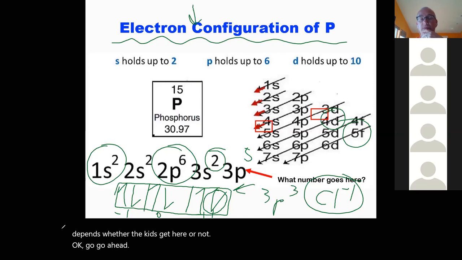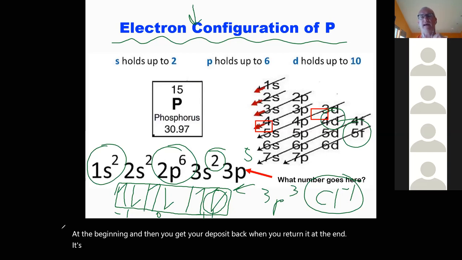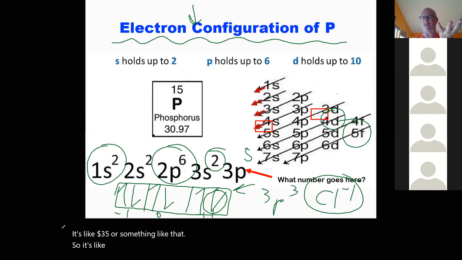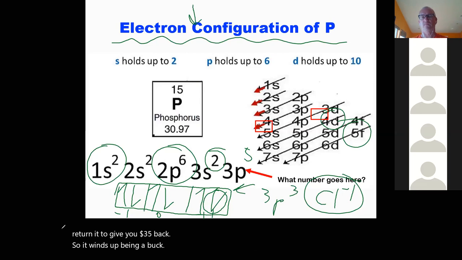Should we start ordering the lab kits? They've been ordered for you. Wait, so we don't have to pay for it through the bookstore? It's a buck, I think. You put in a certain deposit at the beginning, like $35 or $36, and at the end of the term when you return it, they give you $35 back. So it winds up being like a buck. It's just so you'll bring it back, basically, so we don't have to order them every time.